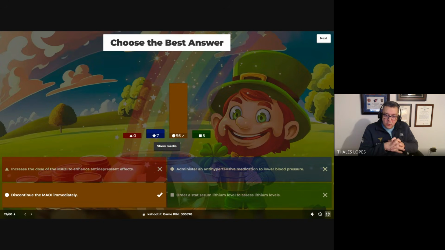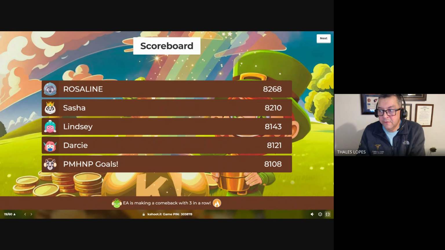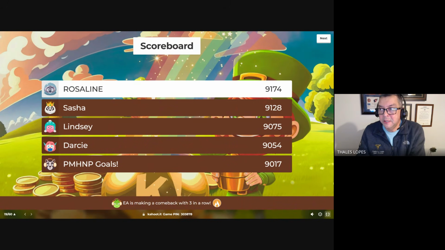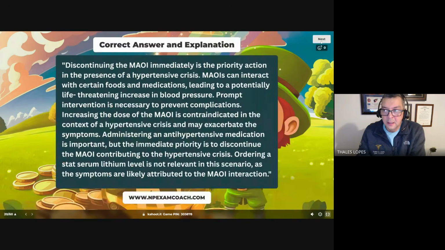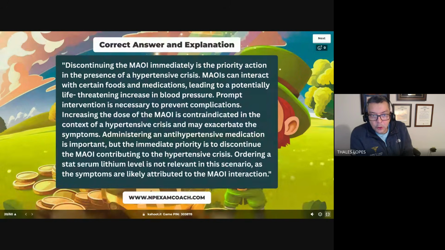All right. So why not the blue, right? Well, you can give an antihypertensive, and you should, but if you don't take away the reason why they are having this hypertensive crisis, then it is a moot point, right? You want to stop what's causing the problem and then give an antihypertensive medication. In fact, at that point, the patient is going to the ICU, right? Because they need to be monitored closely, and most likely they will need IV medication to drop the blood pressure.